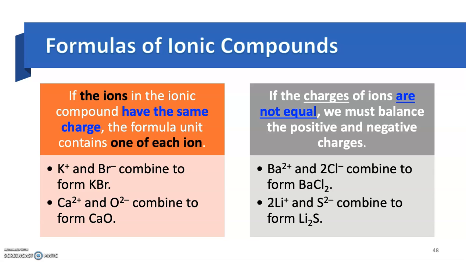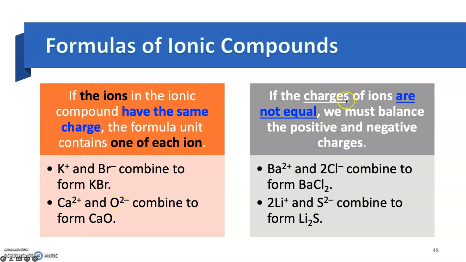Formulas of ionic compounds. If the ions in the ionic compound have the same charge, the formula unit contains one of each ion. For example, when potassium and bromide combine to form potassium bromide, there is one potassium and one bromide because they have the same charge, +1 and -1, the opposite charge. Another example is calcium and oxide. When calcium ion combines with oxide ion, it forms calcium oxide, CaO, one calcium and one oxygen, because the charge on calcium is 2 plus and the charge on oxygen is 2 minus.